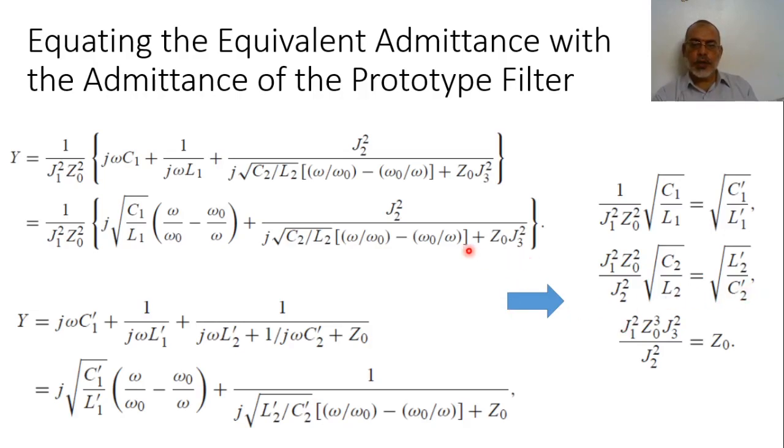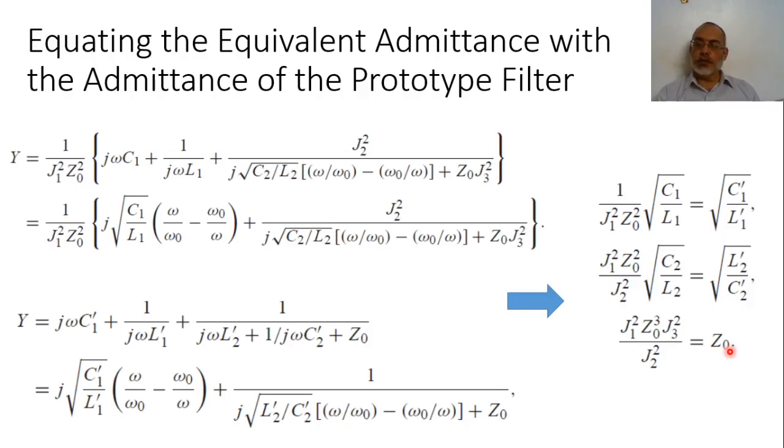Finally, by equating the term without omega here, it can be noted that Z naught multiplied by J3 squared multiplied by Z naught squared multiplied by J1 squared over J2 squared equals Z naught. Now by eliminating Z naught with Z naught, we can say that J1 squared Z naught cubed J3 squared over J2 squared equals Z naught.